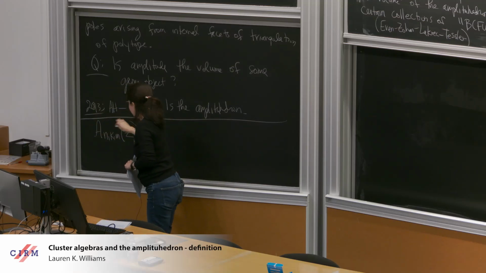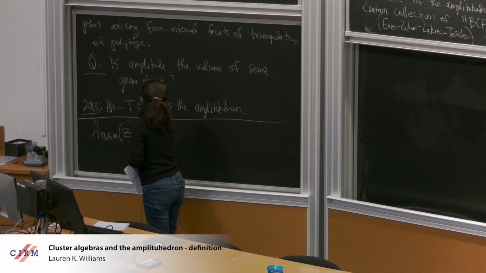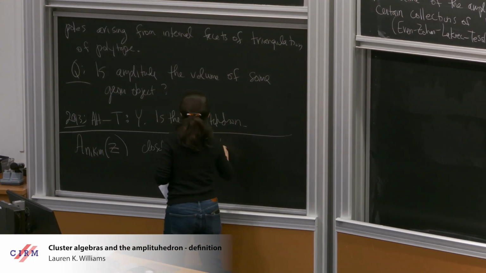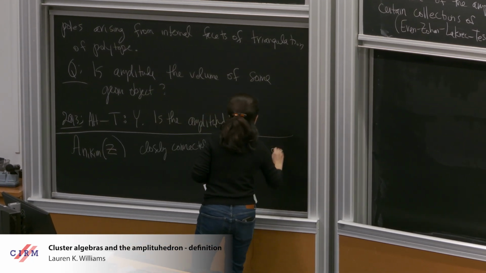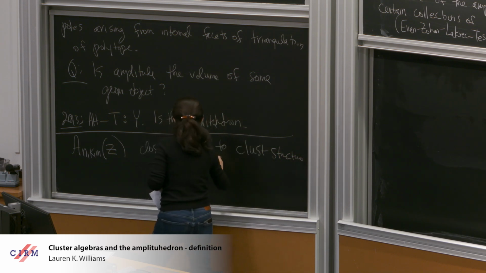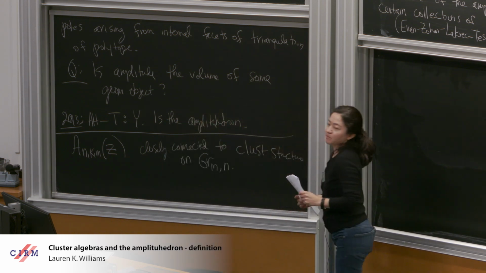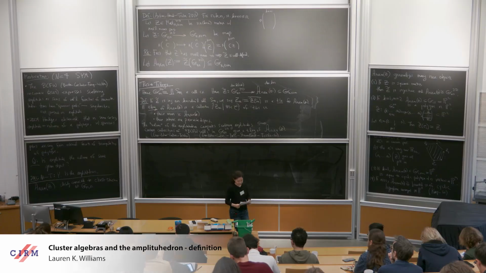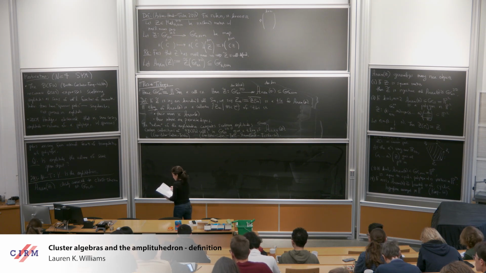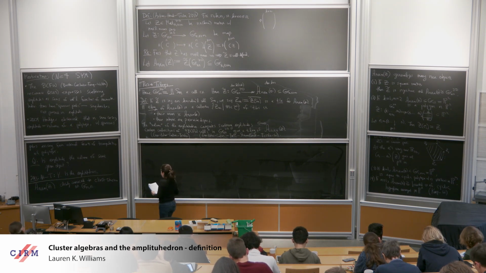So this amplituhedron is closely connected to the cluster structure on the Grassmannian of m planes in n space. Okay, so that's a theme that we'll see in the next two lectures, but first I should just define cluster algebra. So apologies to those of you who have seen this definition many times before.